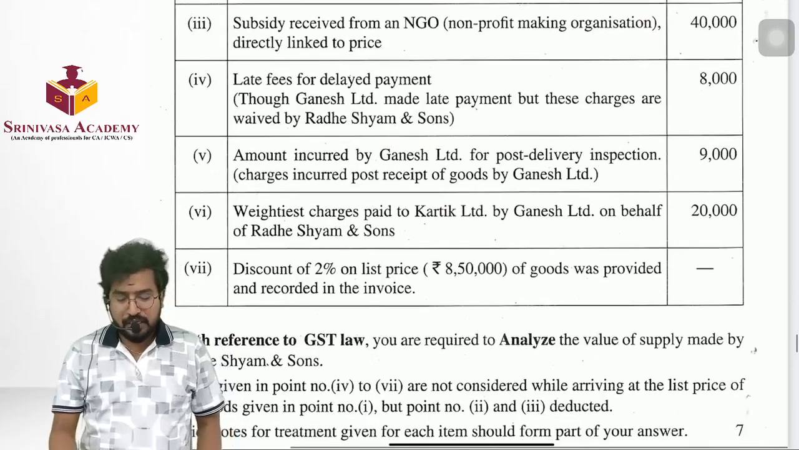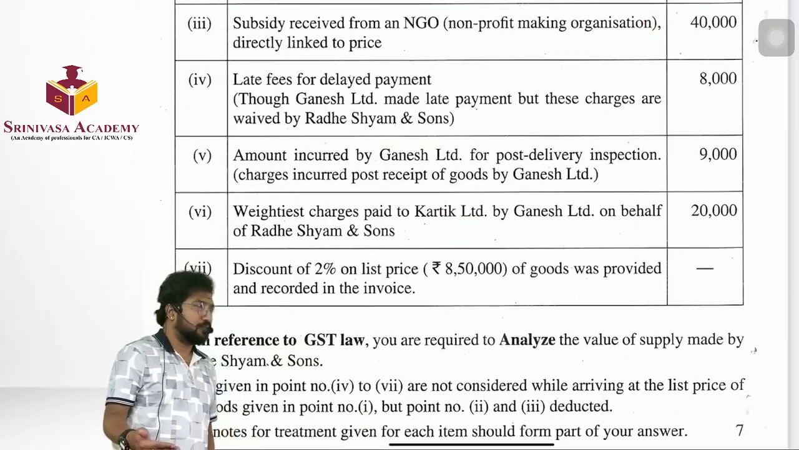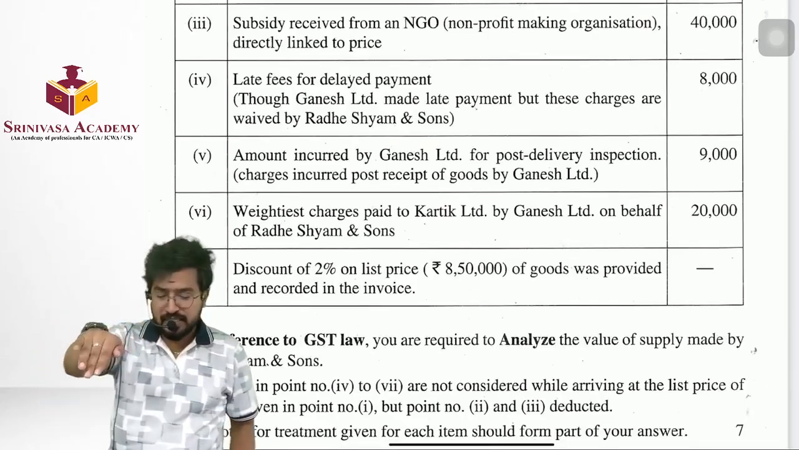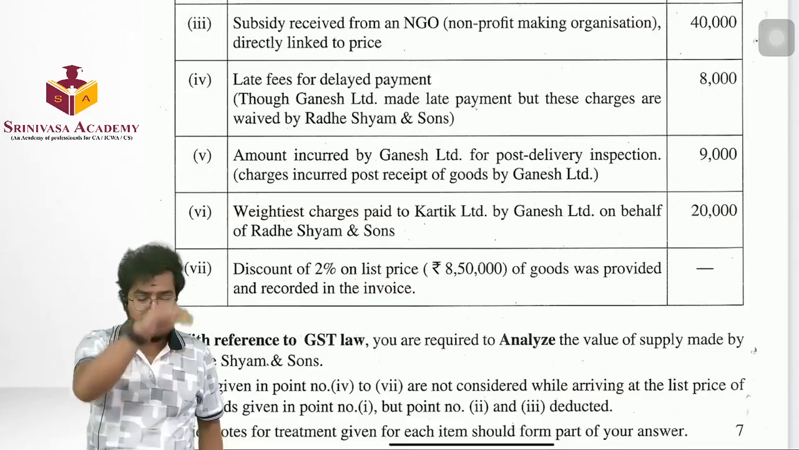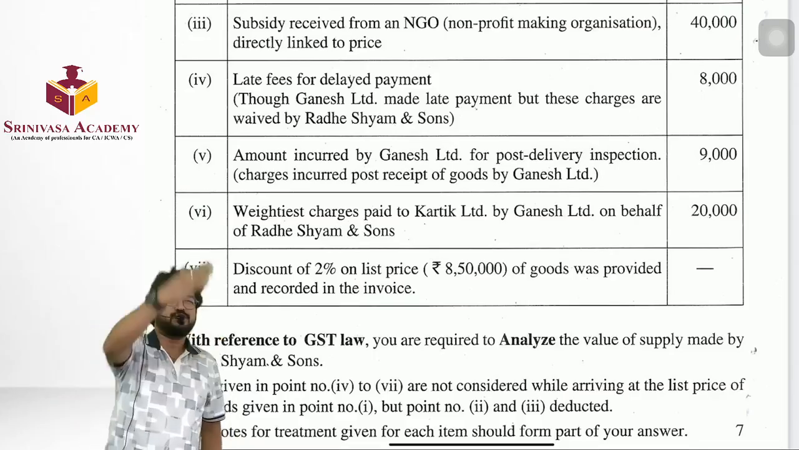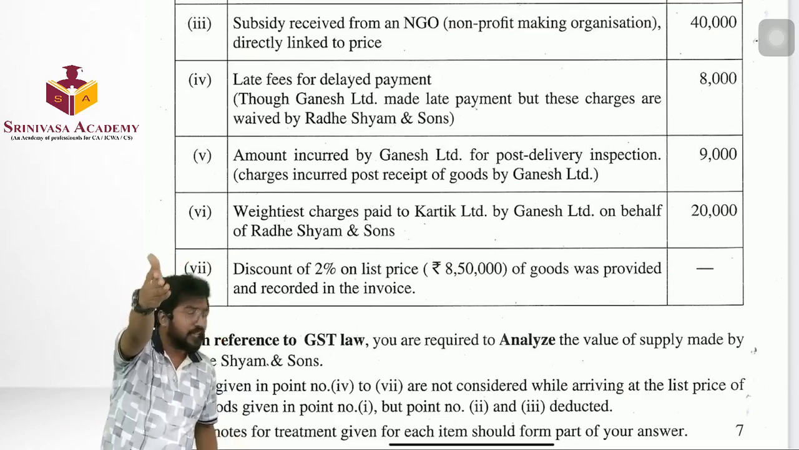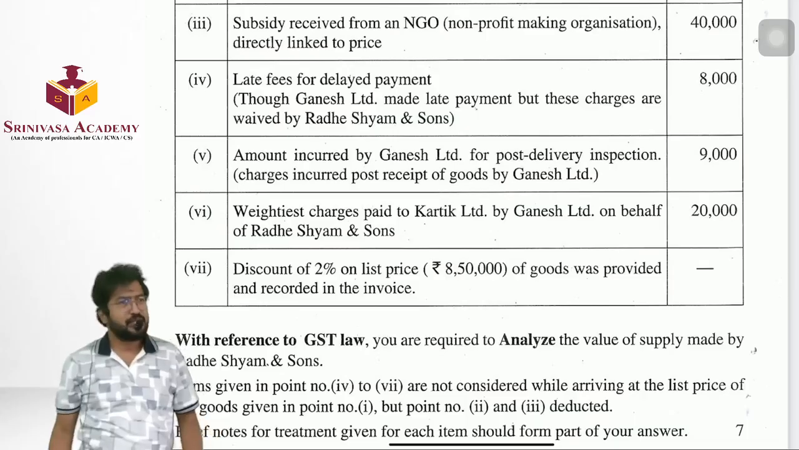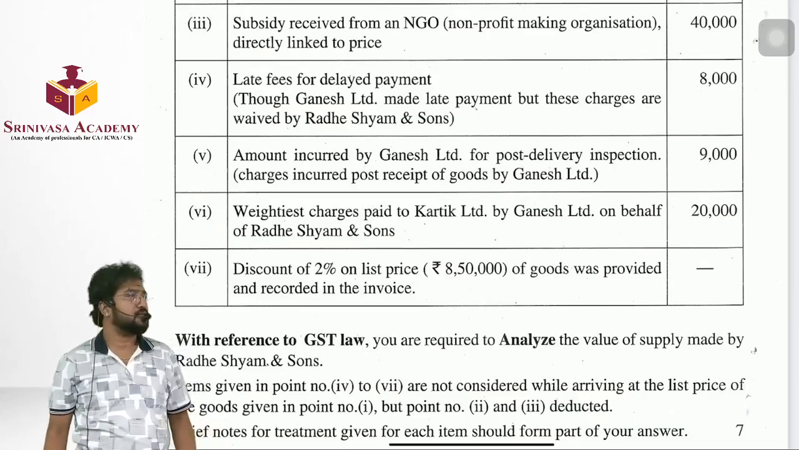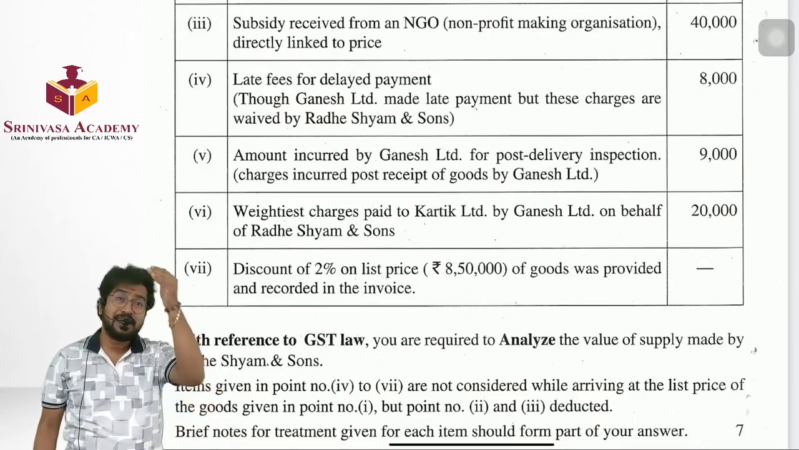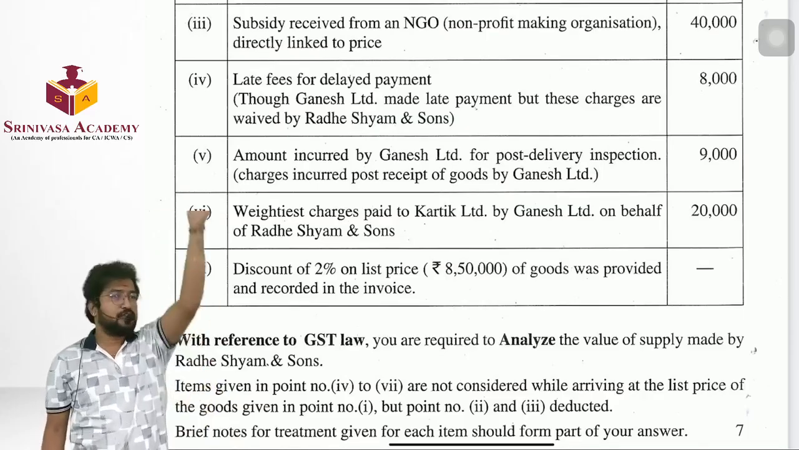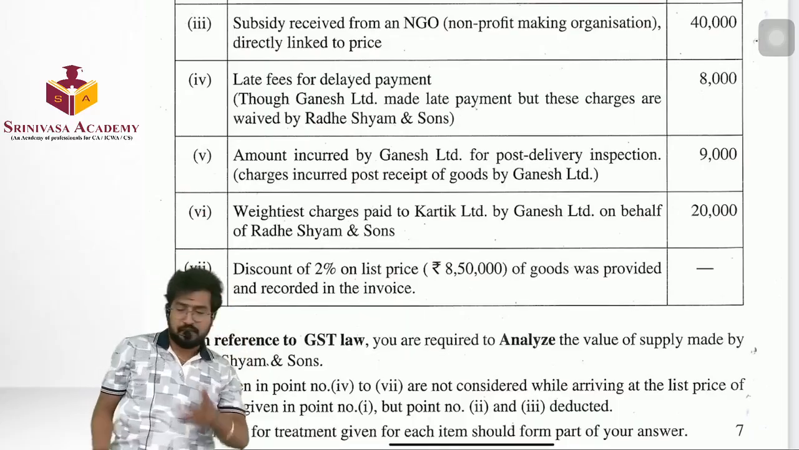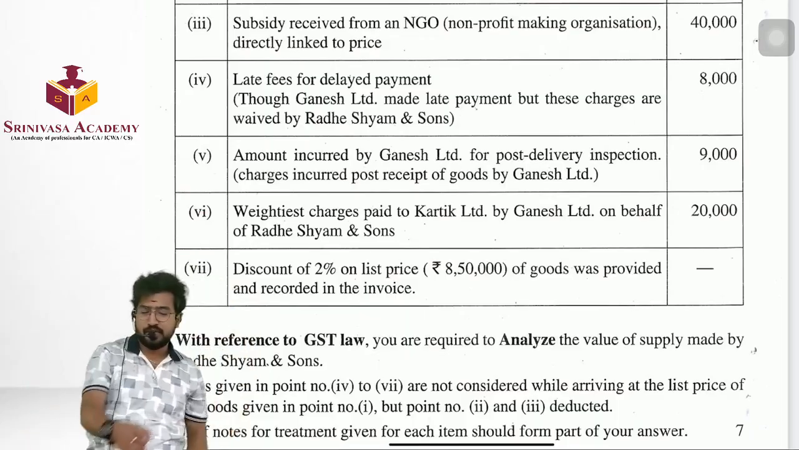Next, amount incurred by Ganesh Limited, the recipient, for post delivery inspection charges incurred post receipt of goods. I have sold goods to you. After taking the goods into the godown, you do whatever you want. Will I add that to value of supply? Expenses incurred till the supply count, not after. After I sell the goods, you do whatever you want, so I cannot add it to my value of supply. Ignore this point.